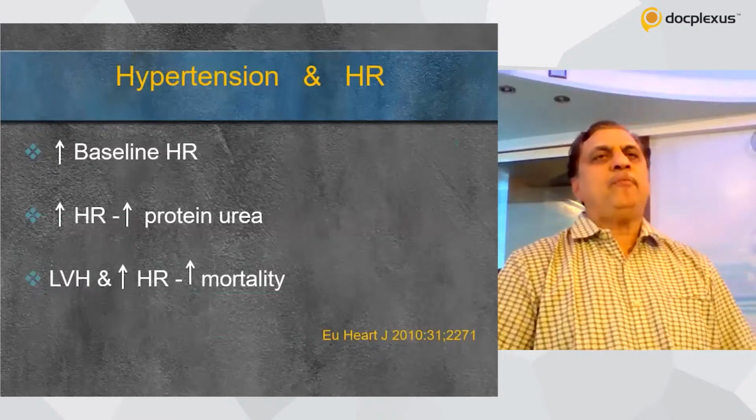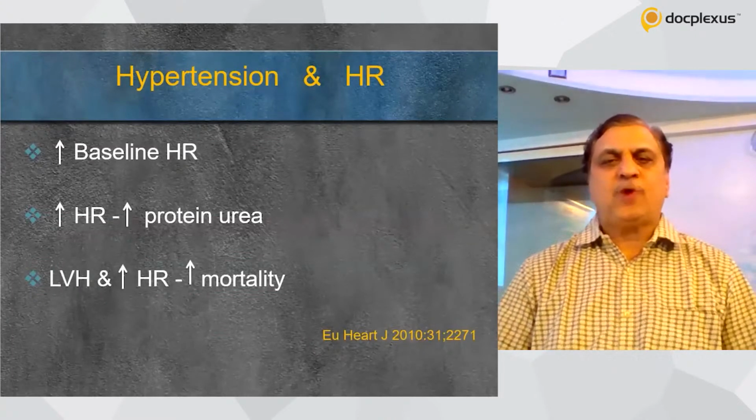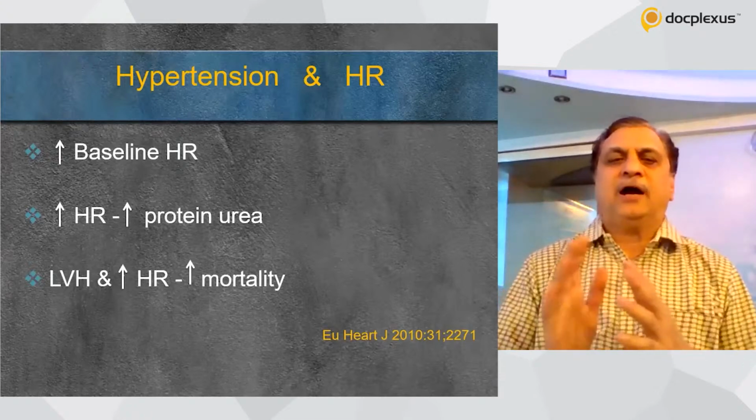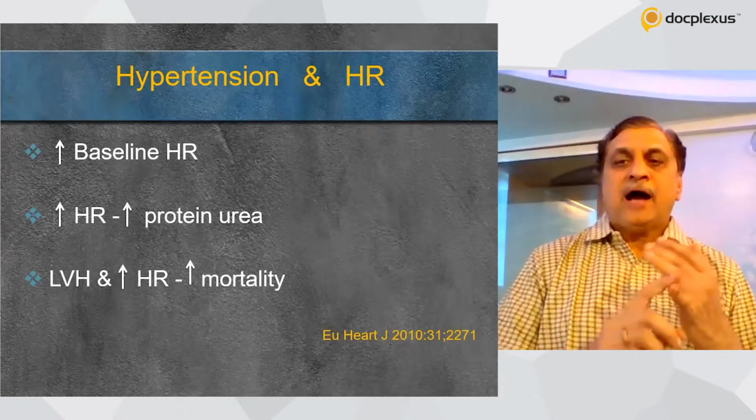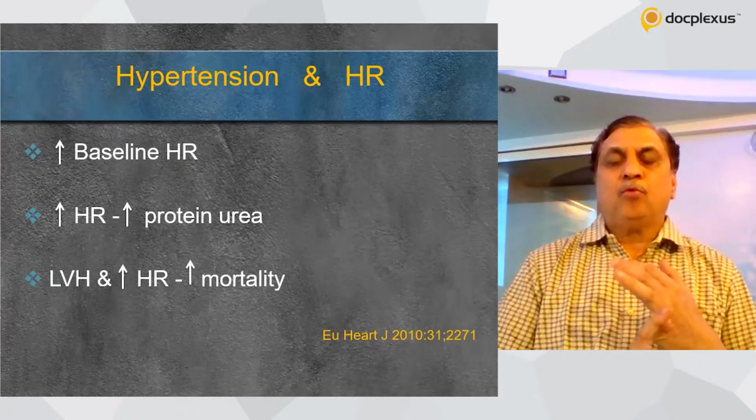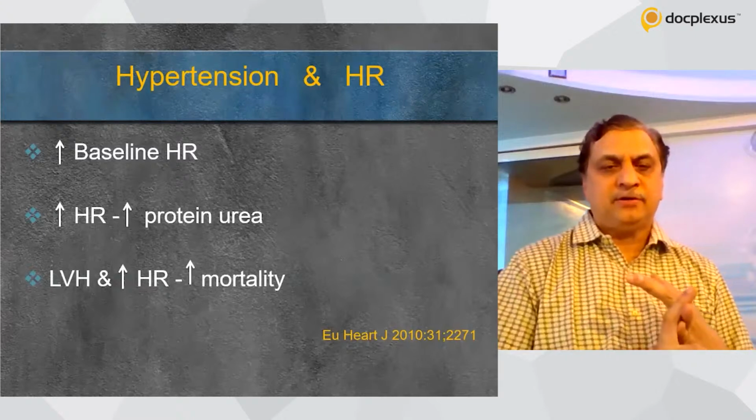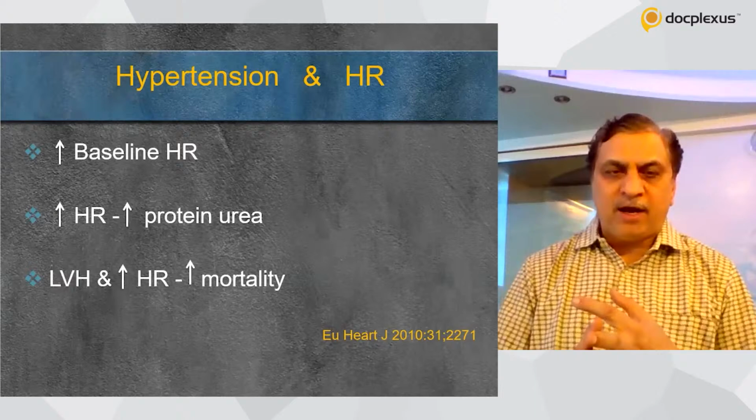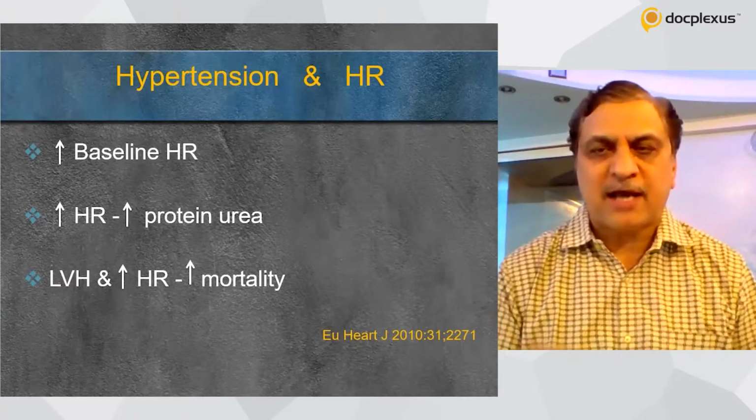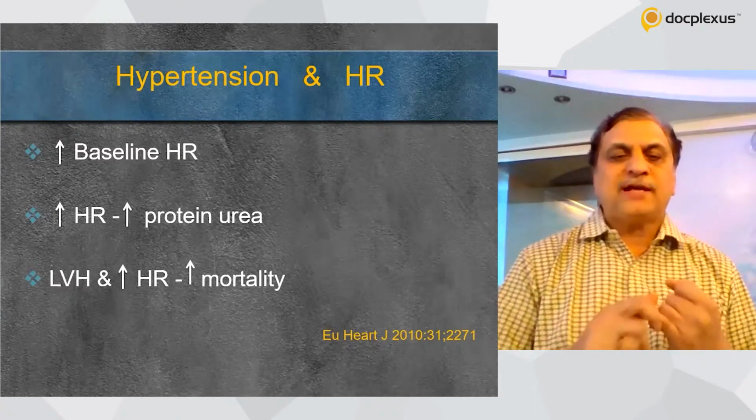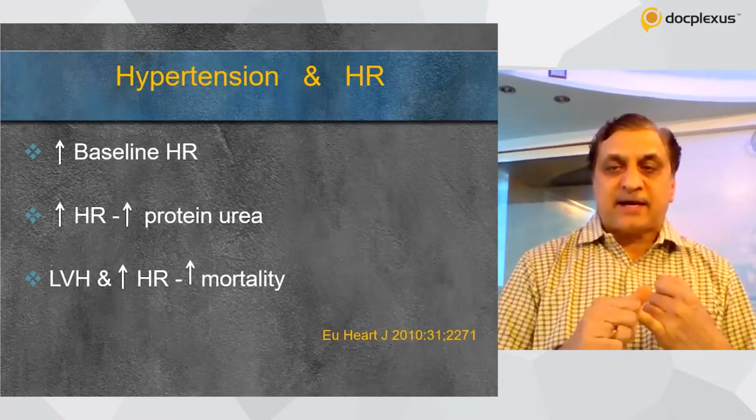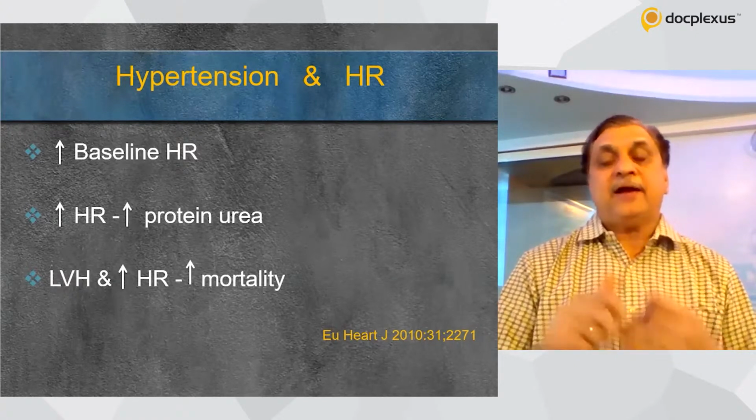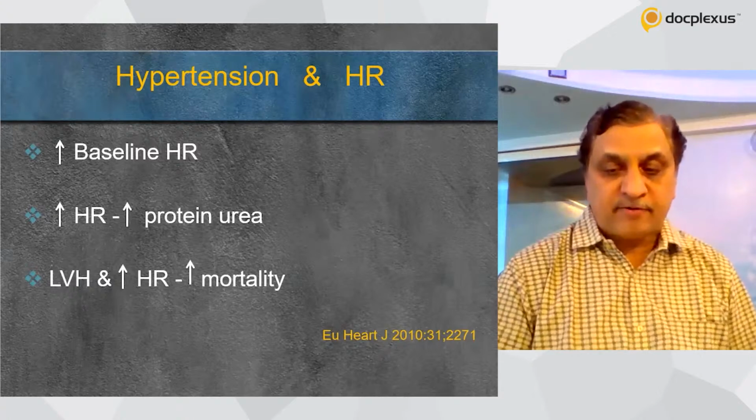Now, going from stable angina to ACS to hypertension, simple hypertension. What is the correlation of hypertension and heart rate? The higher the baseline heart rate, the more the chances of developing hypertension. In hypertension, the more the heart rate, the more the chance of proteinuria. And in hypertensive patients, the higher the sinus rate, the more chance of target organ damage, that means left ventricular hypertrophy, and increased mortality in hypertensive patients.